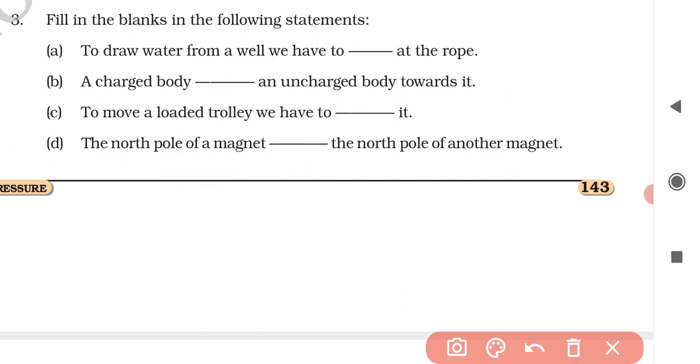Okay. Next one, to move a loaded trolley, we have to dash it. To move a loaded trolley, we have to do what? We have to push it.